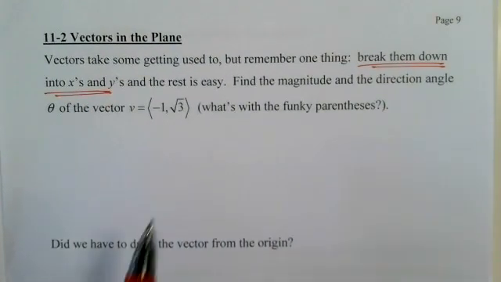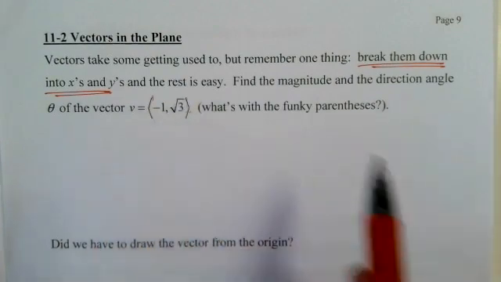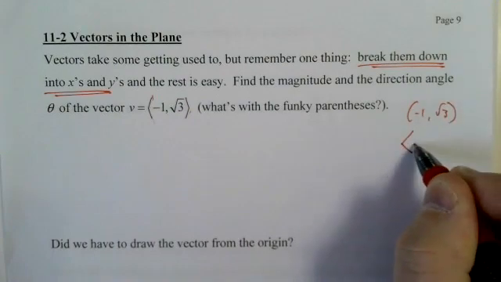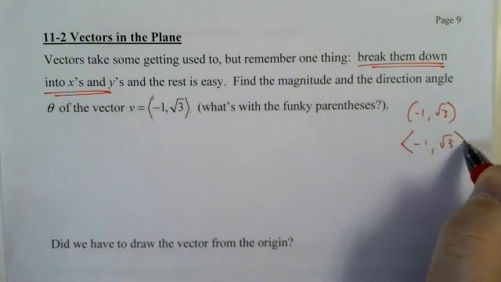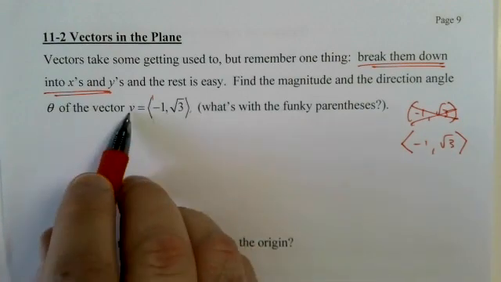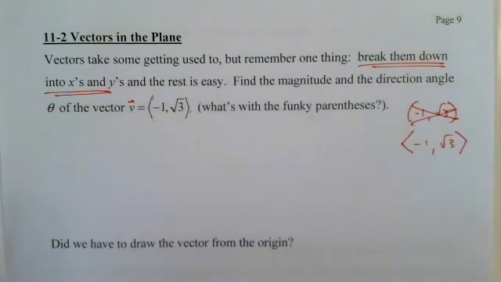Notice the funky parentheses. That means it's a vector. This would mean a point. This is a vector. Make sure we're clear about that. It's going to make your life a lot easier if you are. This is often in bold, by the way, sometimes with a little hat on it. Be aware. Find the magnitude and direction of this vector.